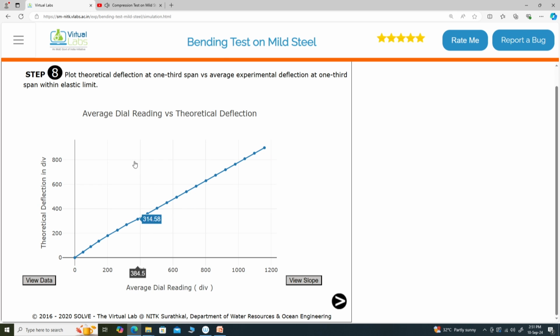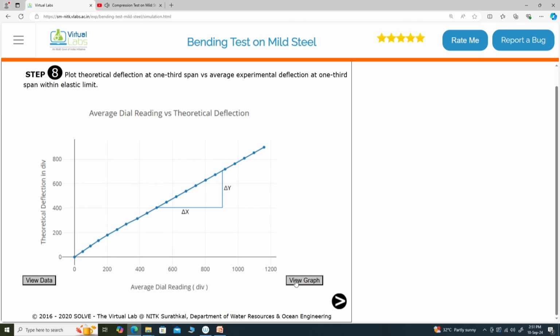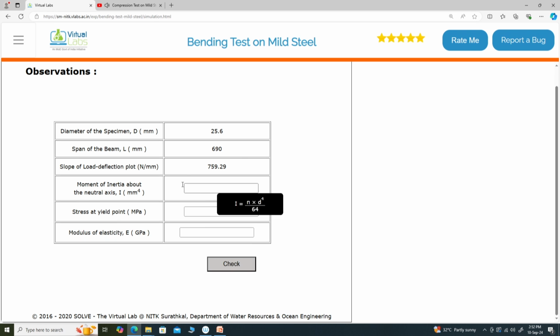Now the next step is average dial reading versus theoretical deflection. So similarly we will plot this line, theoretical deflection and average dial reading. Let us see the slope for this as well. So now we need to calculate the moment of inertia about neutral axis, the stress at yield point and modulus of elasticity, given the diameter of specimen, span of the beam, and slope of deflection plot.